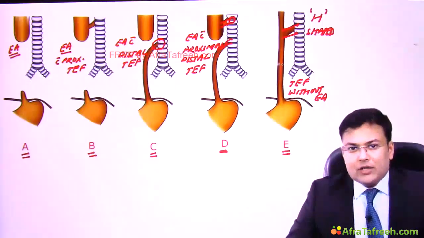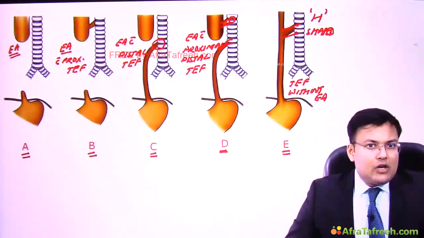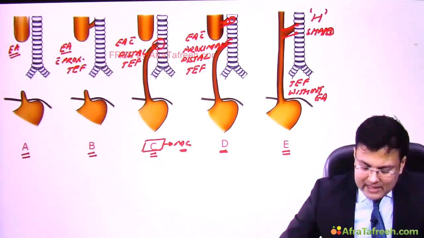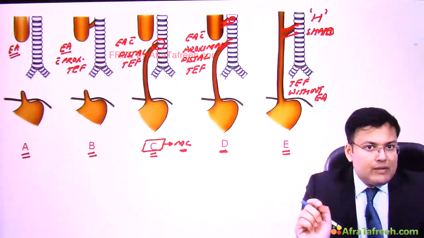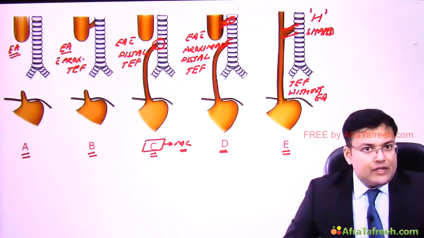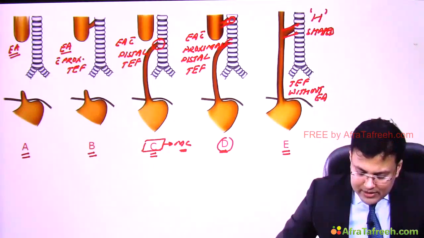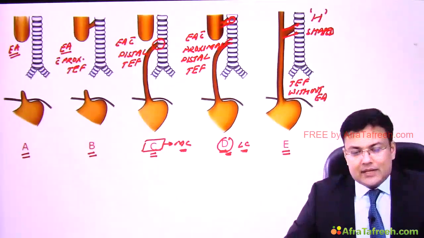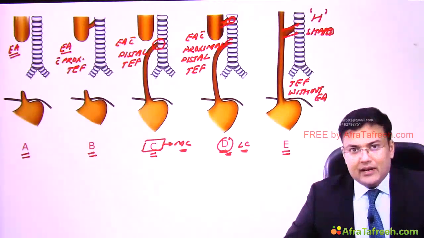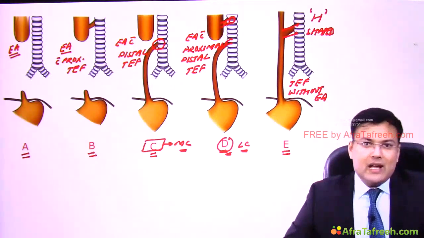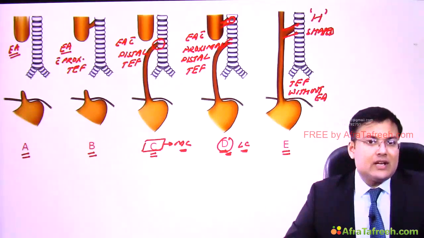Now the frequently asked question related to this classification: out of A, B, C, D, E, which one is the most common type? The most common type is type C, esophageal atresia with distal tracheoesophageal fistula. And what is the least common type? The least common type is type D, in which there is esophageal atresia with both proximal as well as distal tracheoesophageal fistula. So this is the classification.